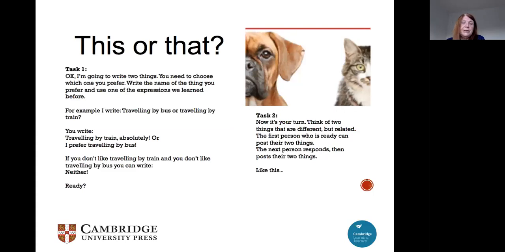This is a very, very simple one called This or That. I'm going to write two things. You need to choose the one you prefer. For example, traveling by bus or traveling by train. You write I prefer traveling by train or I prefer traveling by bus. You can also write neither. Okay. I'm not going to look at the chat at the moment, but if I said cats or dogs, what would you type?